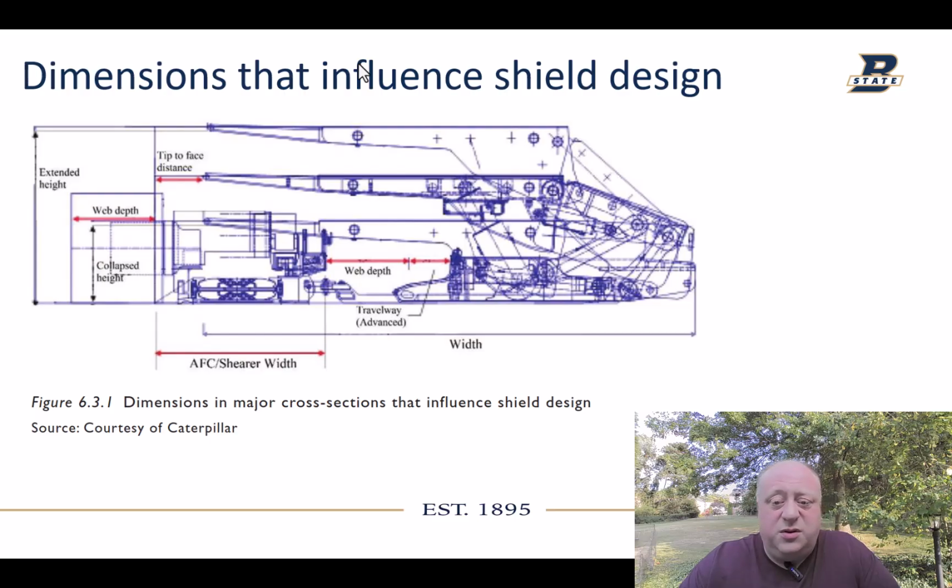This is from Caterpillar, and you can see some of these dimensions listed here that we've talked about. We have that tip to face distance, the web depth, which is typically 3 feet or 3.5 feet, the travel way, and the whole width of the shield, or in this drawing, I would call that the length of the shield. Typically we consider shield widths 1.75 meters or 2 meters. So maybe that's width, but tip to the end of the caving shield is the length or width in this drawing.